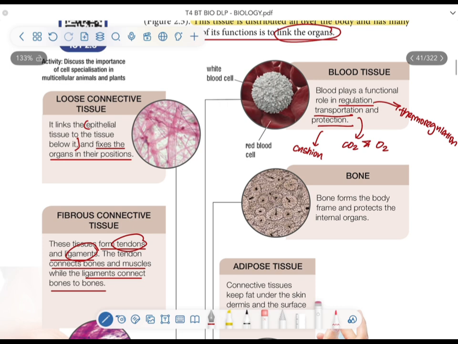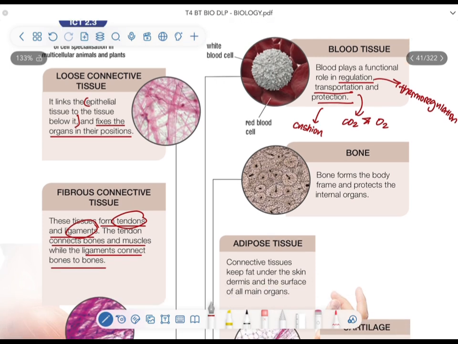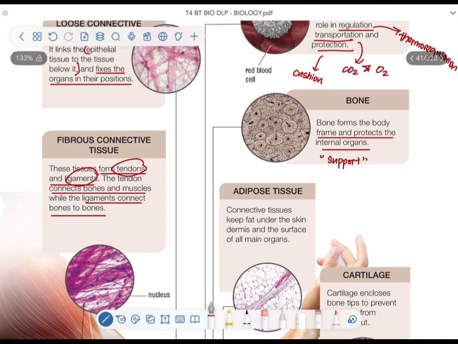Next one is the bone. Bone forms the frame, and it also protects the internal organs from damage. For example, the bone surrounds the thoracic cage or your rib cage, which surrounds your lungs to prevent your lungs from being damaged by any external force. And then bone gives us support and structure, so that our body will not collapse.